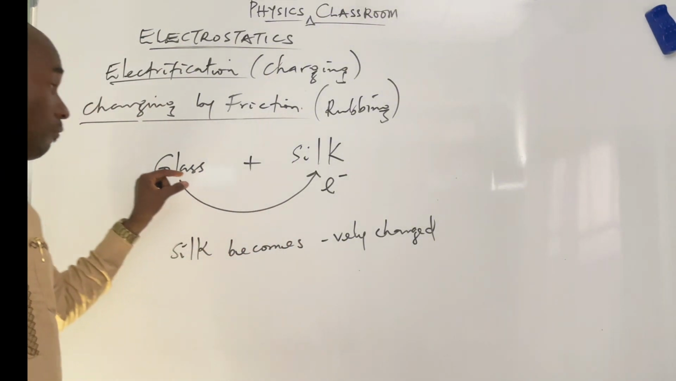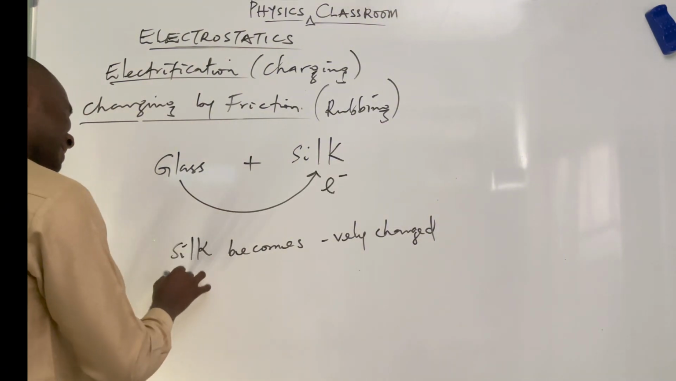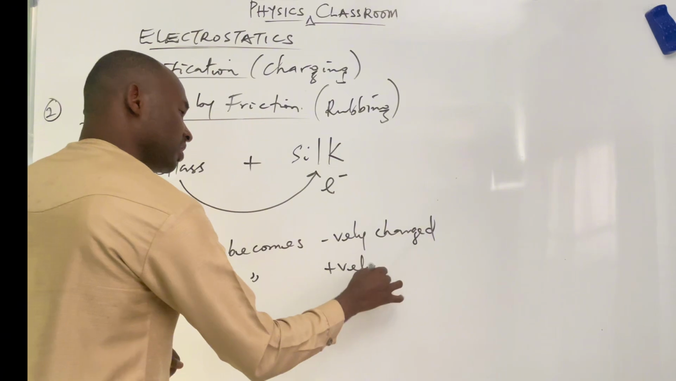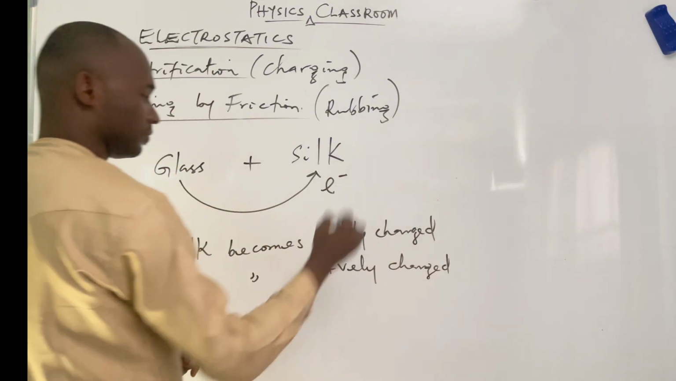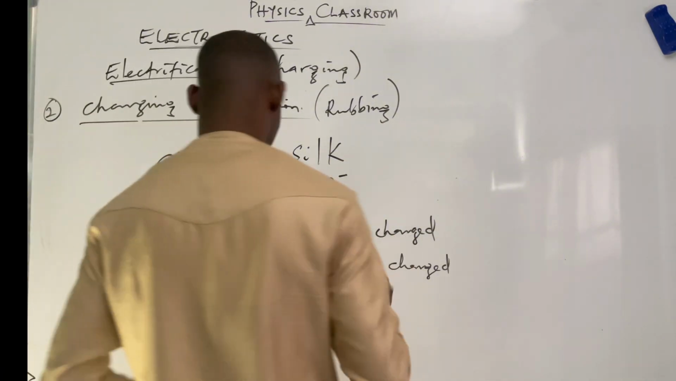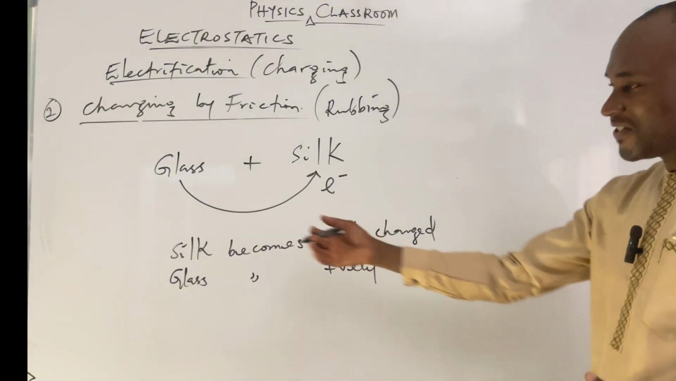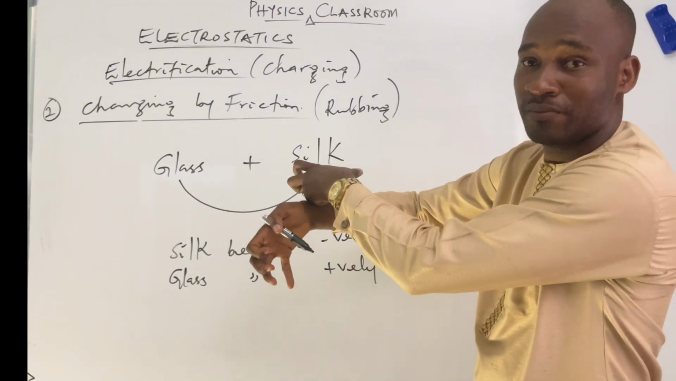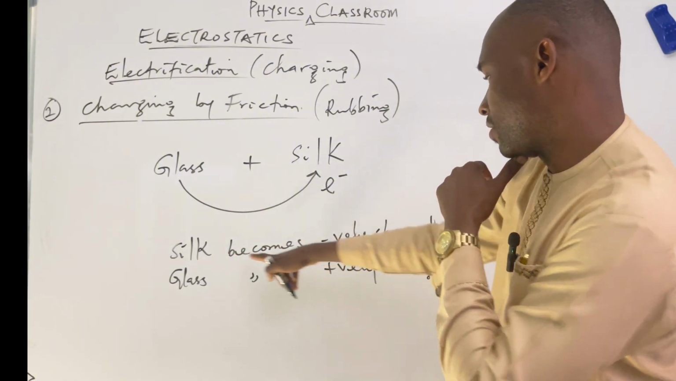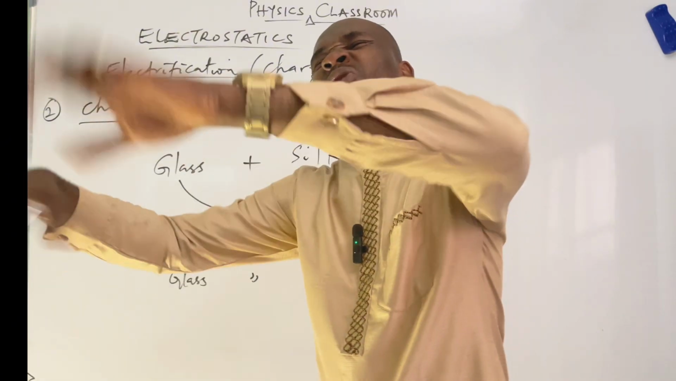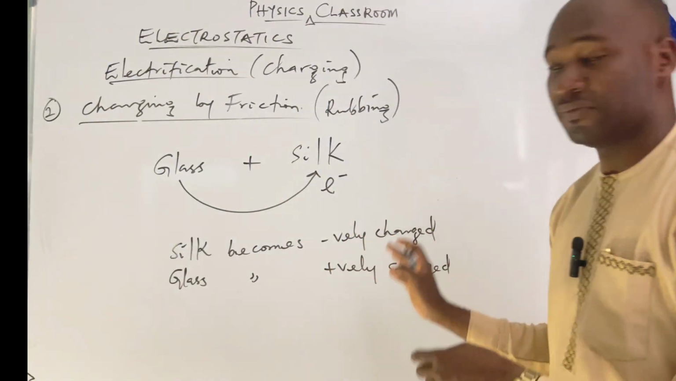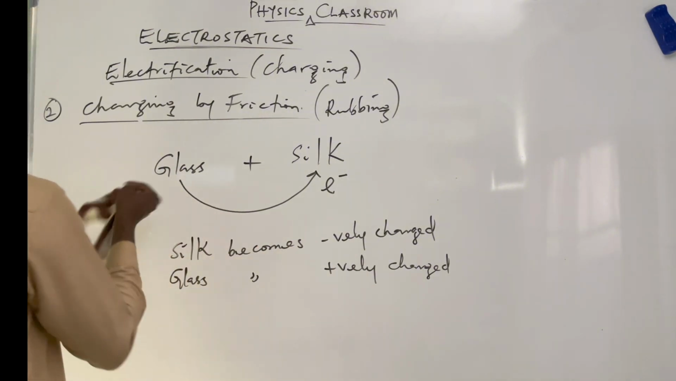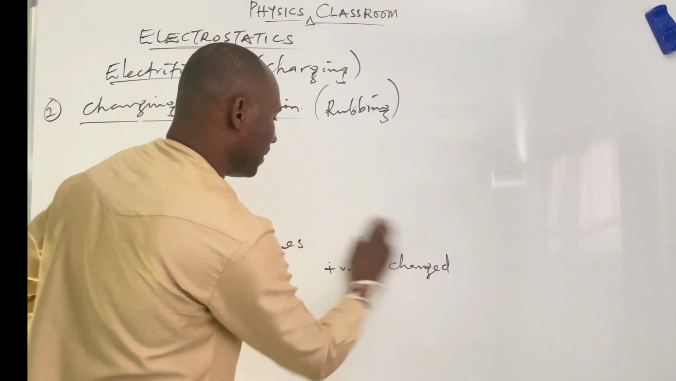Electron is being transferred from glass to silk. But the glass, on the other hand, which is losing electron, becomes positively charged. So silk is negatively charged, while glass is positively charged. Why? Silk is gaining electron that was lost from the glass. It is accepting the electron. It is gaining more electron, so silk becomes negatively charged. Whereas the glass that is giving off, that is losing electron, becomes positively charged. That is in the case of glass and silk, when you rub the glass over the silk material.